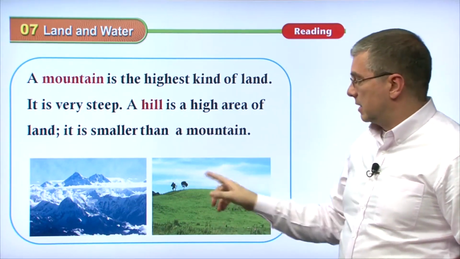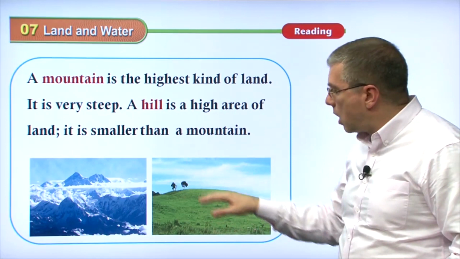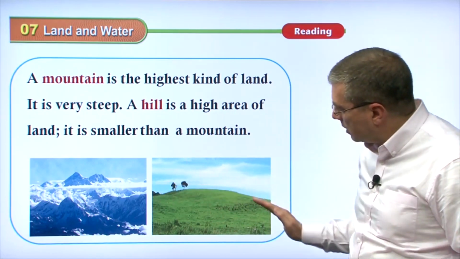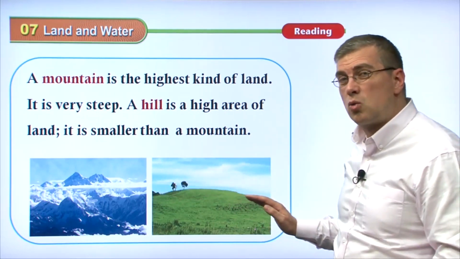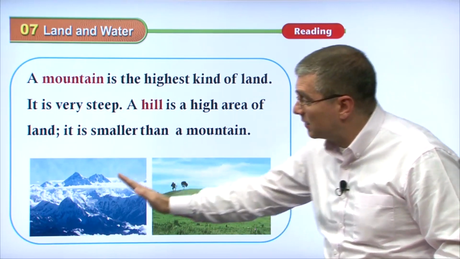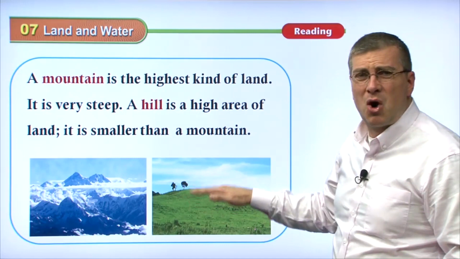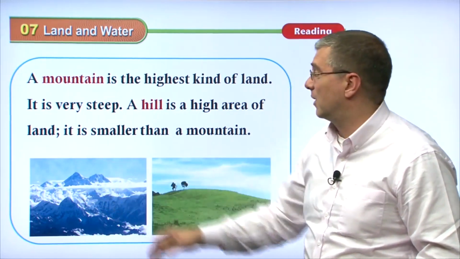A hill is another type of land, but it's a high area of land. However, it is smaller than a mountain. So we can see it's a higher part of the land. It's not as steep. Remember, I taught you gentle rolling hills. This is a very gentle slope. This is a very steep slope. And also, hills are very small, right? Especially compared to these mountains, which are very, very high.